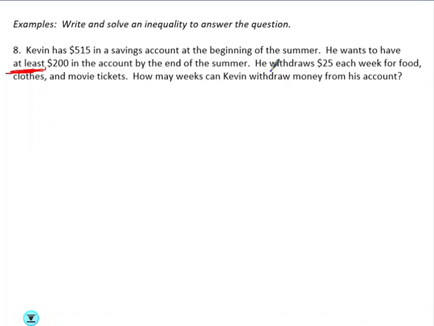So first of all, withdrawing money means you are taking it out, so we are subtracting. He starts with $515 and he takes away $25 every week. He wants to have at least, we said at least means greater than or equal to $200 at the end of the summer.